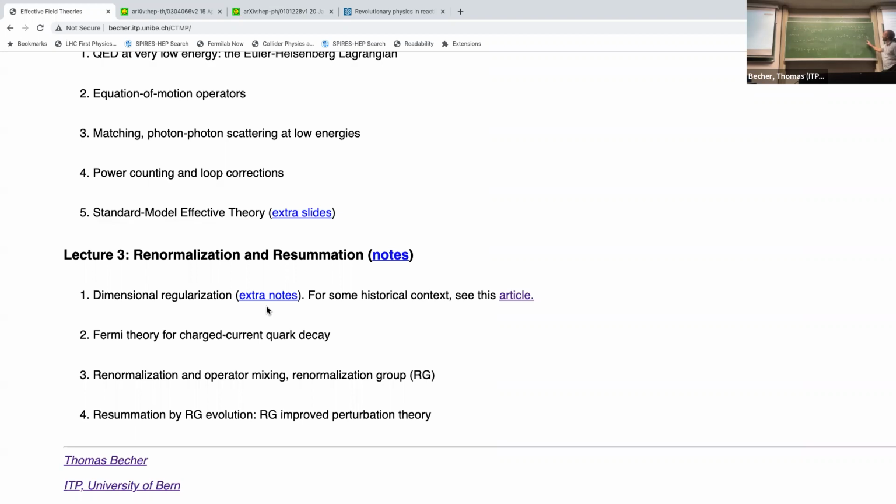And if you expand in epsilon, this thing here will be 1 over epsilon. If you expand this, you get a log. So you could write this as e to the minus epsilon times log. You expand the exponential, and so you get a log of mu squared.